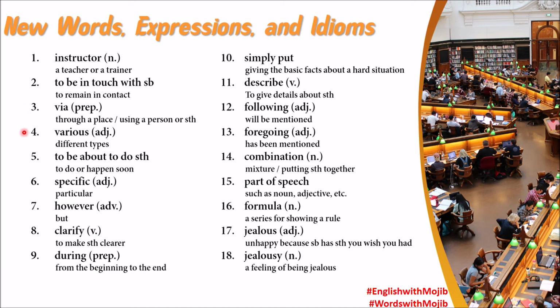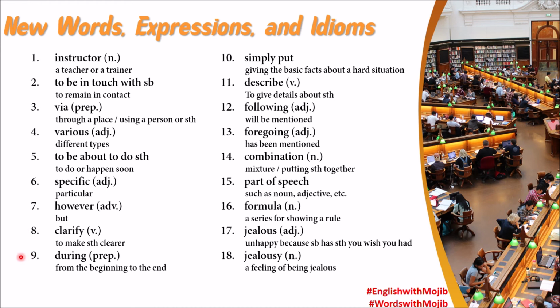Various, different types. There are various animals in the zoo, sadly. To be about to do something, to do or happen soon. I'm about to go on a trip. Not these days, of course. You should stay at home. It was just an example. Specific, particular, something very special. However, but; however is a more formal word for but and is usable for writing. Clarify, to make something clearer, much easier to understand.